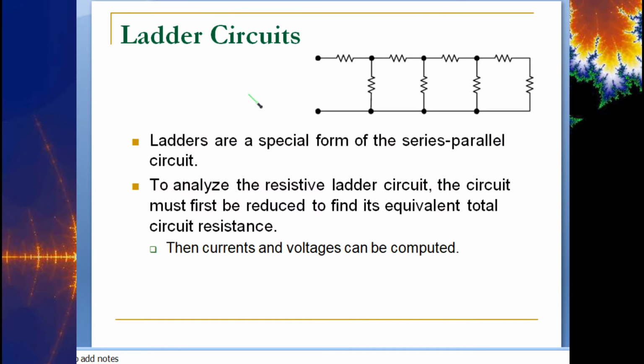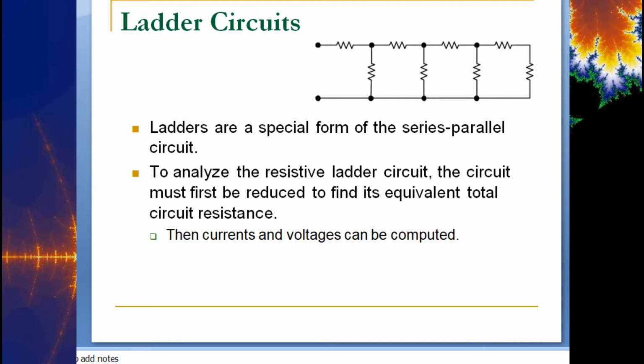A specific type is called the ladder circuit, and I'm going to be doing a few of those. It has this generic format where you've got one resistor here, and it has this network, and sometimes there's more than just 4 of these out here, okay? And it says to analyze a resistive ladder circuit, the circuit must first be reduced to find its equivalent total resistance, and then you can calculate everything else.